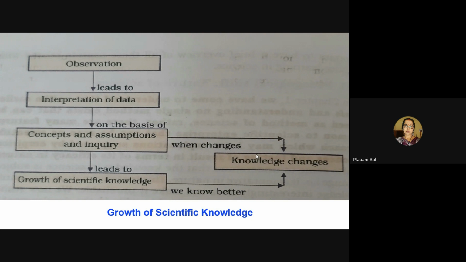If you observe nature, you may take some phenomenon as an example and observe it. After careful observation, repeated observation, or a number of observations, you interpret your data on the basis of your observation, and on the basis of your concept and assumption, you grow your scientific knowledge.